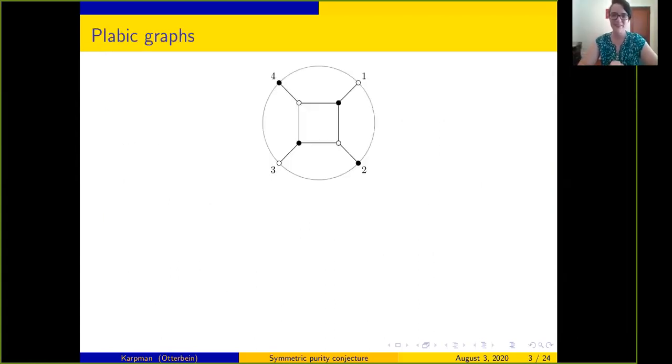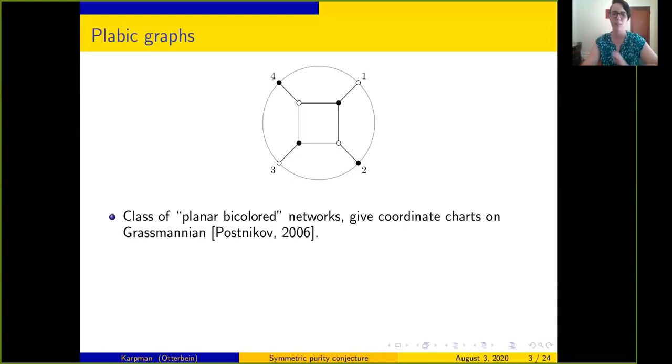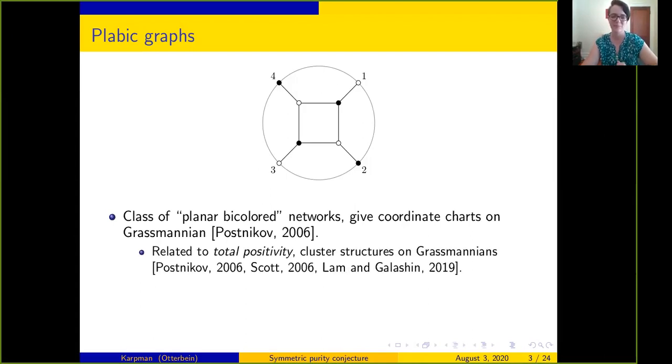So let's start with a quick overview, as I said, of Plabic graphs. So Plabic graph is a portmanteau of planar bicolored. So these are networks that are planar, embedded in a disk, vertices are colored black or white. And these were introduced by Postnikov in, I believe, the early 2000s, and they give coordinate charts on the Grassmannian, on the variety whose points are in one-to-one correspondence with k-dimensional subspaces of an m-dimensional space.